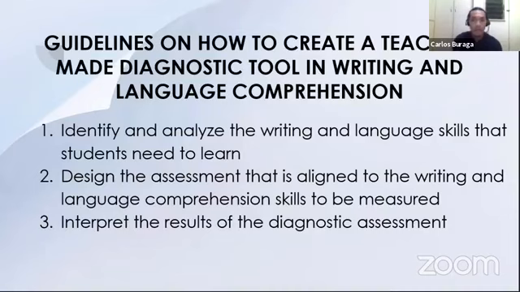Okay. And lastly, interpret the results of the diagnostic assessment. Teachers can develop a diagnostic assessment, yes. We just have to make sure that we align our learning objectives and instructional strategies. And by doing this, we can use the results of our diagnosis to plan instruction.